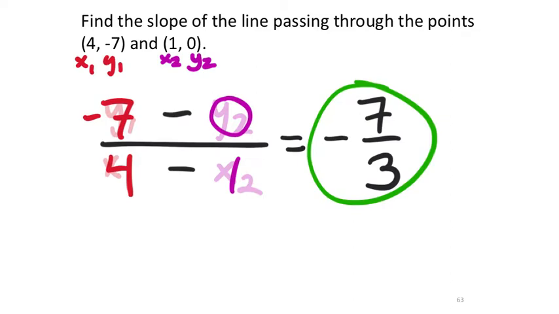Here's the good news about this. Some students get confused because they're like, which one is 1 and which one's 2? It doesn't matter because it's a straight line. The steepness of the line will never change. The slope of the line will never change. So if you made this 0, 1 here and then -7, 4, you'd get exactly the same slope.